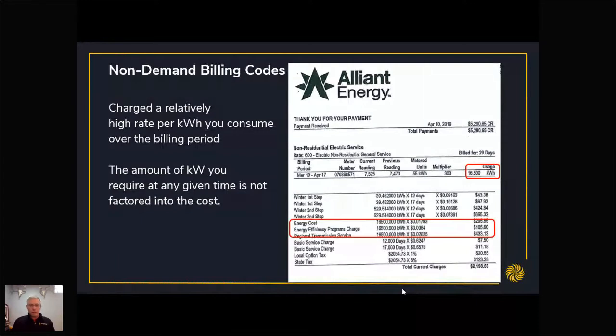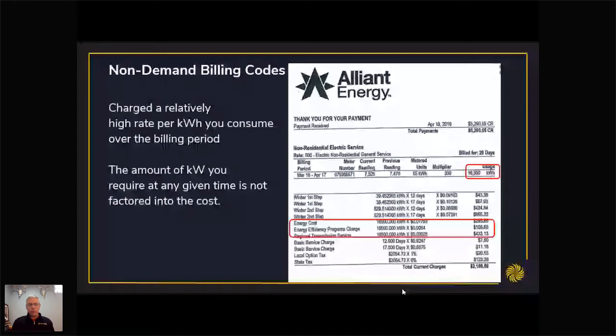You also see a basic service charge there down below. Alliant does also bill that on a daily basis, so your basic service charge is not a flat fee each month. Depending on the number of days in the billing period, that number will change slightly. And then you see at the very bottom your local tax and your state tax. Those are not billed directly by the kilowatt hour, but rather as a percentage of your total bill value. So as you use more electricity, your bill gets higher, and the amount you pay in taxes gets higher.